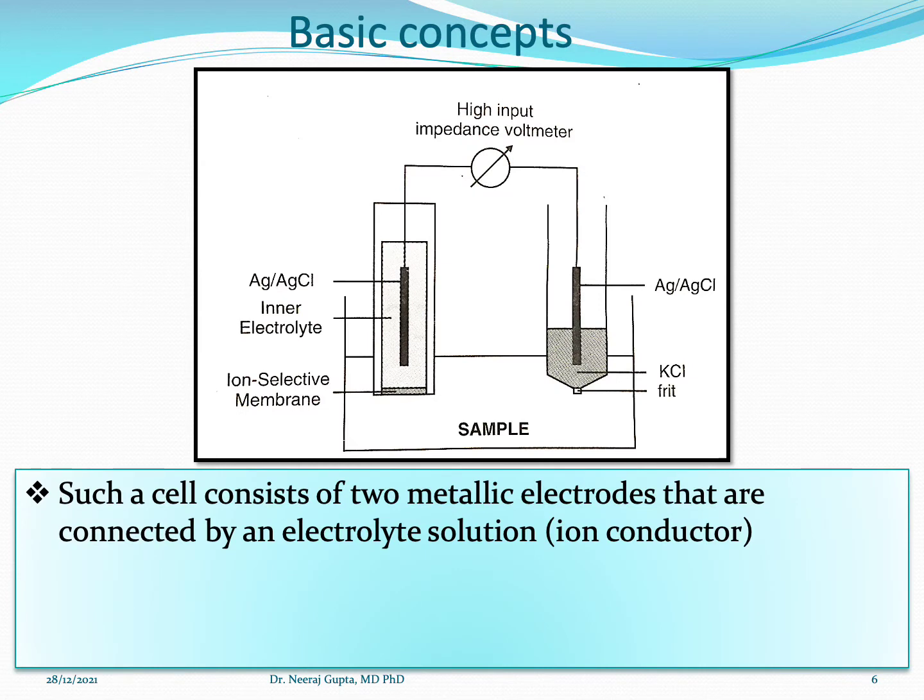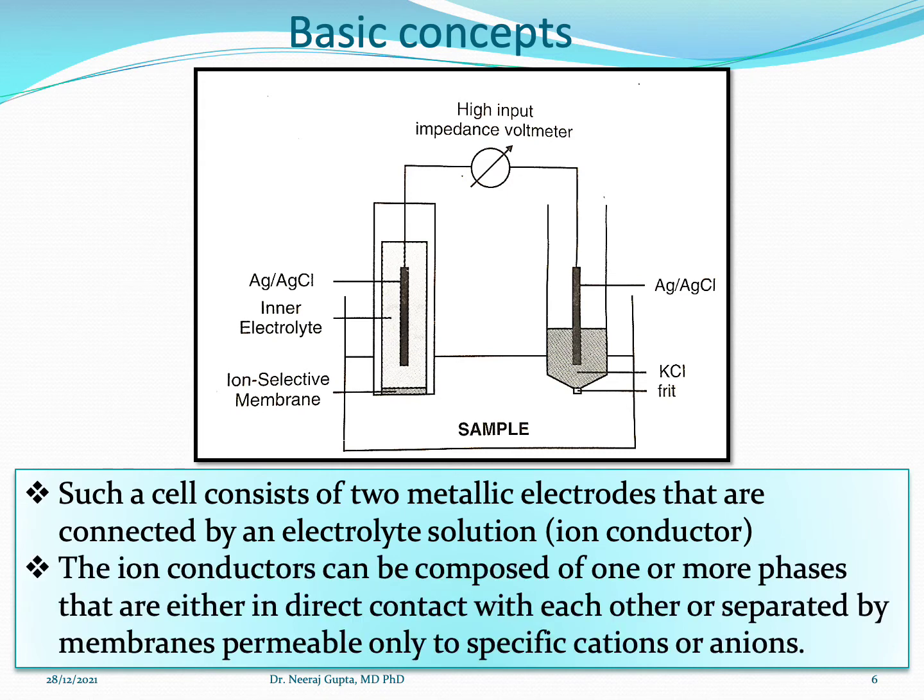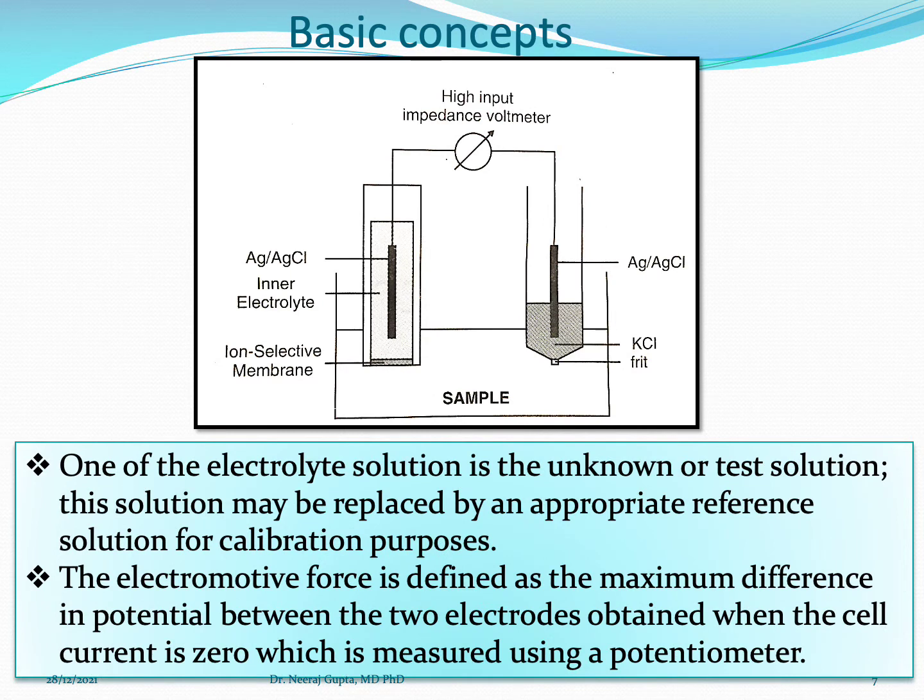Such a cell consists of two metallic electrodes that are connected by an electrolyte solution. This is also known as the ion conductor. An electrode or half cell consists of a single metallic conductor that is in contact with an electrolyte solution. The ion conductors can be composed of one or more phases that are either in direct contact with each other or separated by membranes permeable only to specific cations or anions. One of the electrolyte solutions is the unknown or test solution. This solution may be replaced by an appropriate reference solution for calibration purposes.